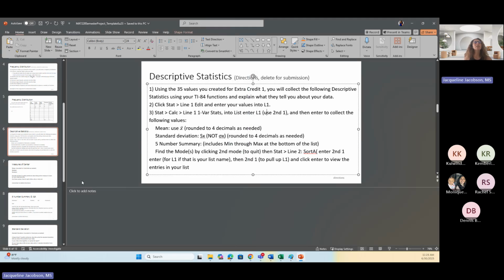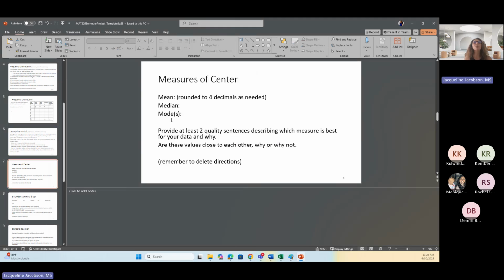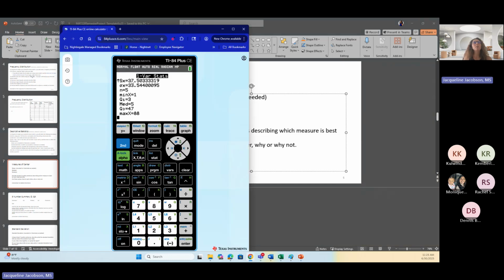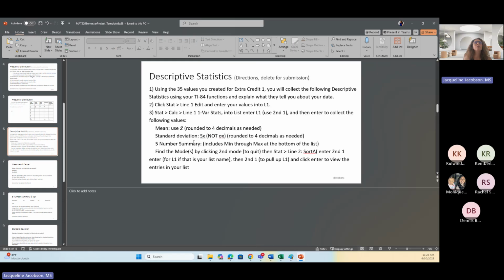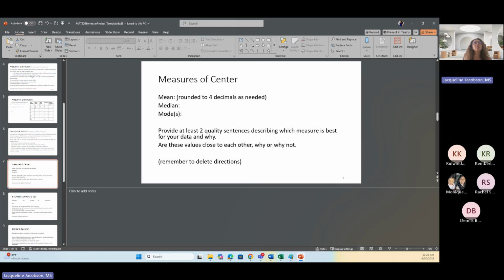So not a whole lot to do. Measures of center: mean, median, mode. Your mean is given by the first one, 21. Use your proper notation. See this? Use your proper notation. Show me that you understand what you're doing. This is a sample mean. X bar is 21, whatever it is.